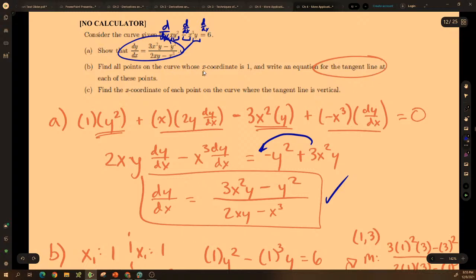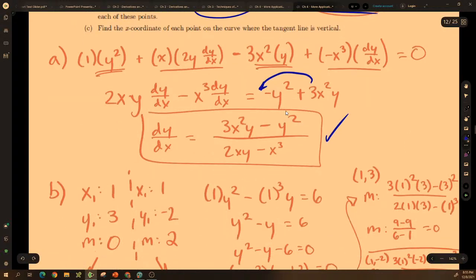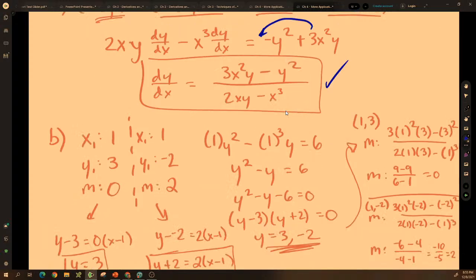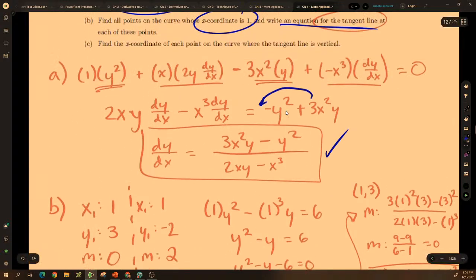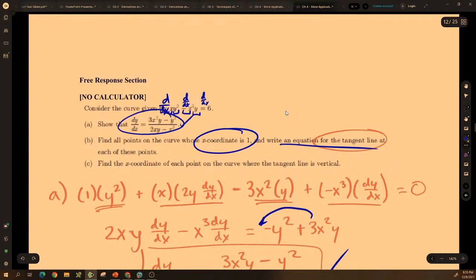B, find all points whose x-coordinate is 1. So find all points whose x-coordinate is 1 and write an equation for the tangent line for each of these. So we're going to just start off with an x1, a y1, and an m, right? So I'm going to do this up here just so you can see what we'd start with. Now, I want an x-coordinate of 1. So where do I go first?